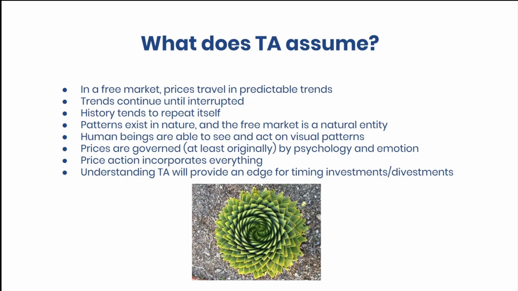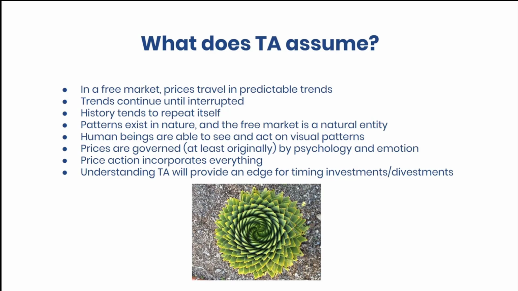We also assume that patterns exist in nature and the free market is a natural entity. Therefore, patterns can exist inside the market. We also assume that human beings are able to see and act on visual patterns that are not easily picked up by algorithmic or robotic trading.